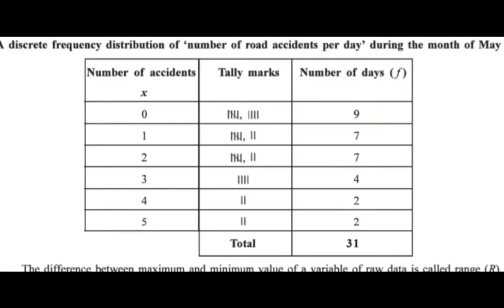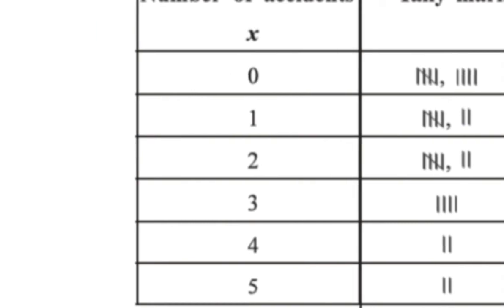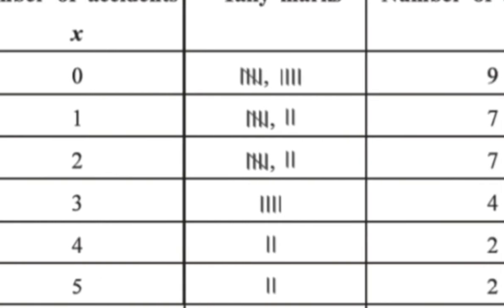Children, here is the example of discrete frequency distribution. You would find over here, see the first column, the number of accidents, which is denoted by X, and the number of accidents is represented by the numbers 0, 1, 2, 3, 4 and 5. The second column is of the tally marks. Now what do we mean by tally marks? That we will discuss when we do the sums.